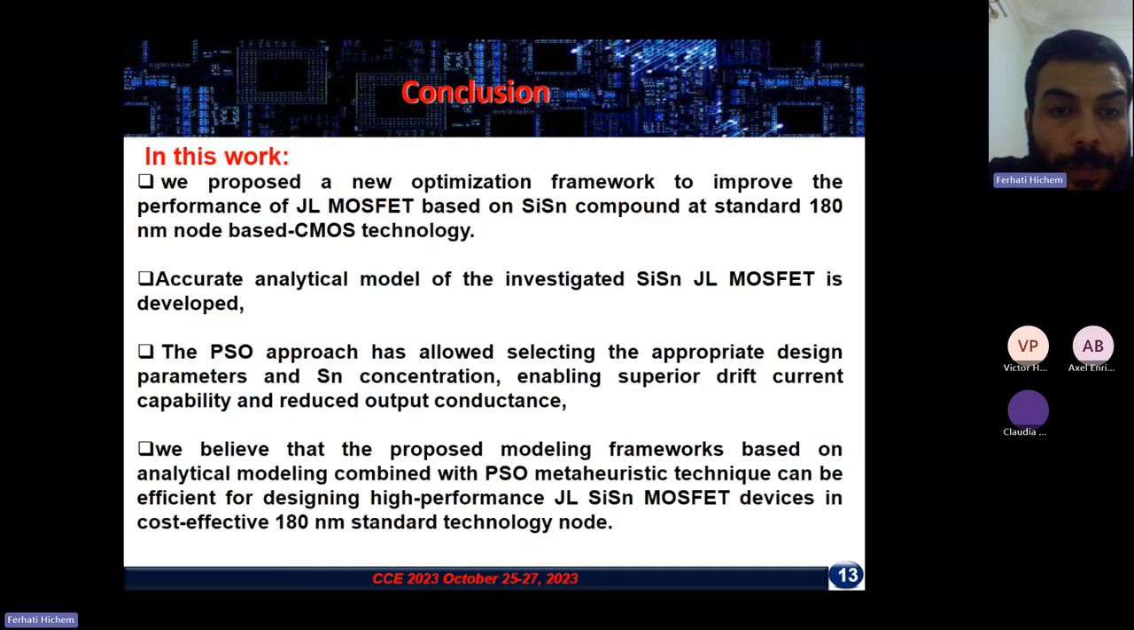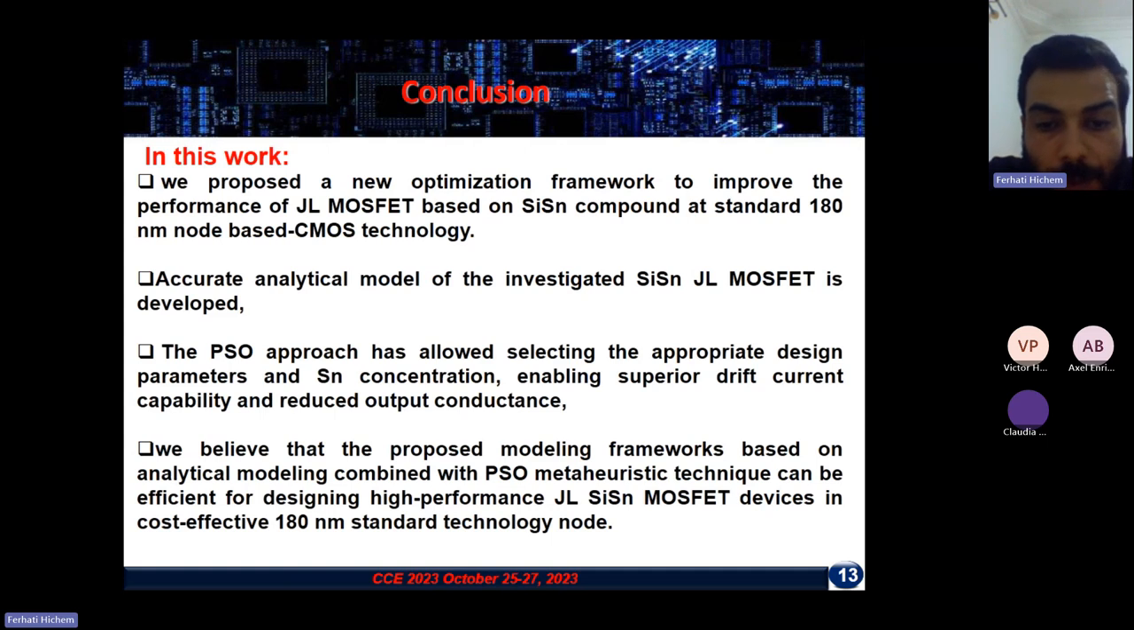So in this work, we proposed a new optimization framework to improve the performance of the junctionless MOSFET based on silicon tin compound at the standard 118 nanometer node based CMOS technology. So an accurate analytical model of the investigated silicon tin junctionless MOSFET is developed. Also the particle swarm optimization approach has allowed selecting the appropriate design parameters and tin concentration, enabling superior drive current capability and reduced output conductance.